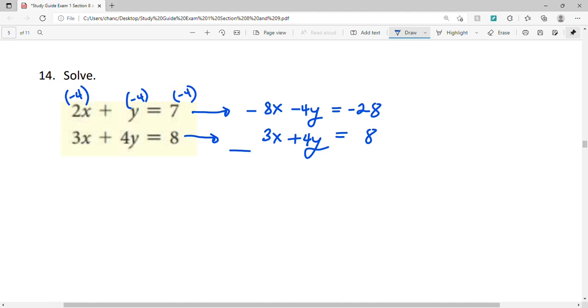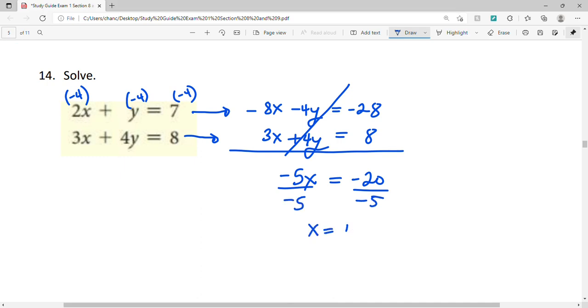Now we can add these two equations together. Notice that the negative 4y and the 4y cancel out. That was the intent. We're using elimination. Negative 8x plus 3x, that's negative 5x, equals negative 28 plus 8 gives us negative 20. We could divide both sides by negative 5, and so x equals positive 4.